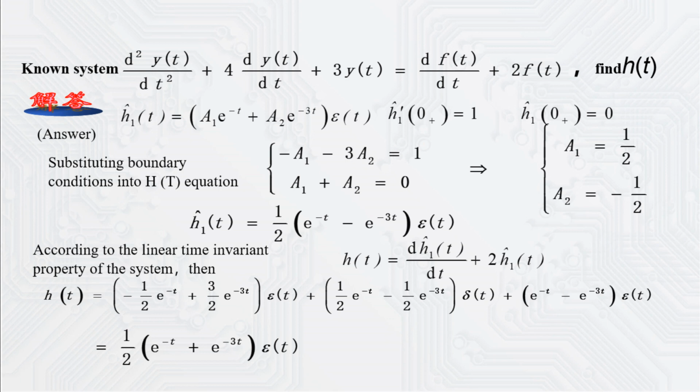The first derivative h1'(0+) is equal to 1. h1(0+) is equal to 0. Take these two results into the h1(t) expression. We can determine the solution of h1(t). From the linear differential characteristic of the system, we can get h(t) is equal to the first derivative of h1(t) plus twice h1(t). Take the result of h1(t) into it. Finally, the impulse response h(t) of the system can be obtained. It is given by the following formula.